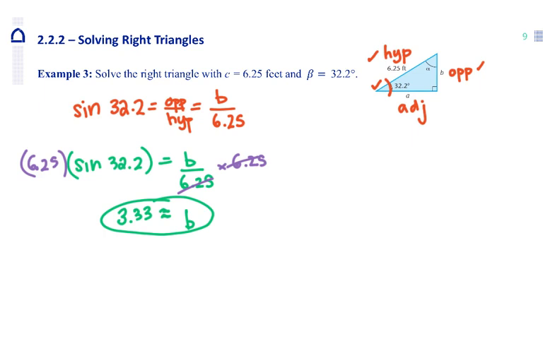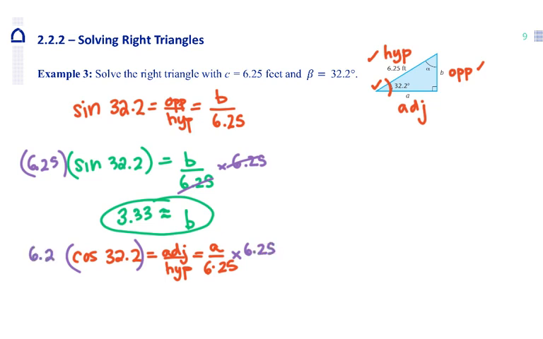If we wanted to find the adjacent side, we could do another ratio. We could say the cosine of 32.2 is the adjacent over the hypotenuse, which in this case is a over the hypotenuse, which is 6.25. And again, this is just a number, so I'll multiply 6.25 on both sides. This will cancel, and I will end up getting that a is 6.25 times the cosine of 32.2. And my calculator says 5.2887. I'll round it to two decimal places.